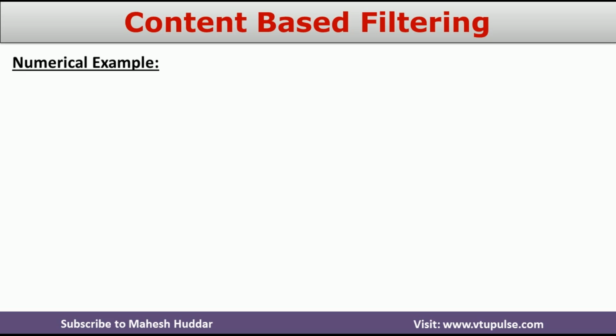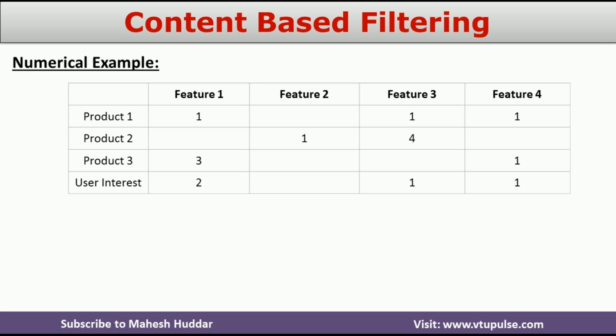Next, we will take one very simple numerical example to understand content-based filtering. This is the data I'm going to consider. Here we have information about 3 products, and each product has different features. You can see there are 4 features, namely feature 1, feature 2, feature 3, feature 4. The products are named product 1, product 2, and product 3.